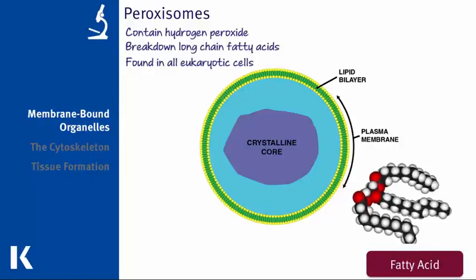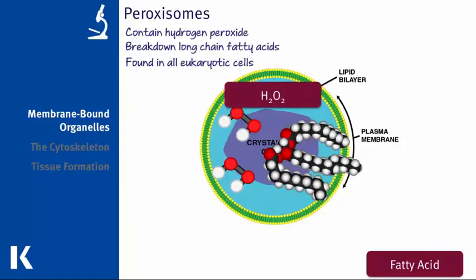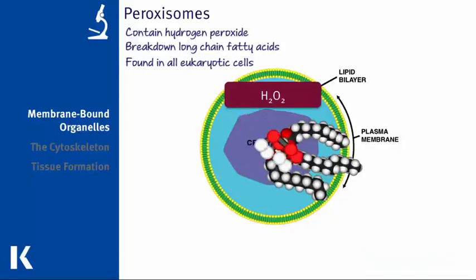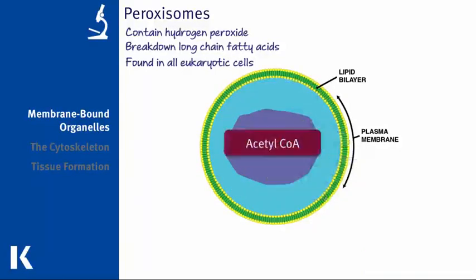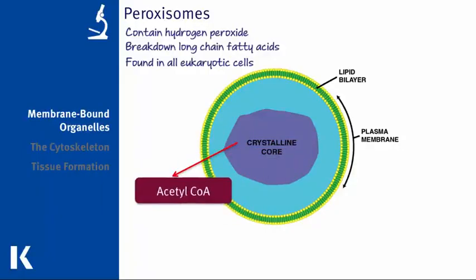Fatty acids that have been eaten recently or stored in fat cells enter the peroxisome, where hydrogen peroxide's waiting for it. The peroxide attacks the fatty acid tails to disrupt their bonds to the glycerol backbone, which creates acetyl-CoA. This can then be shipped out of the cell and used as fuel when sugar is low.